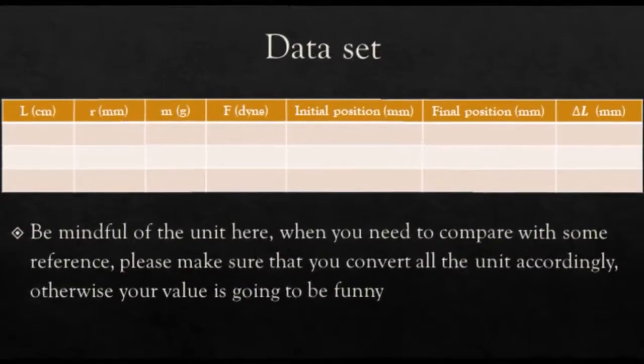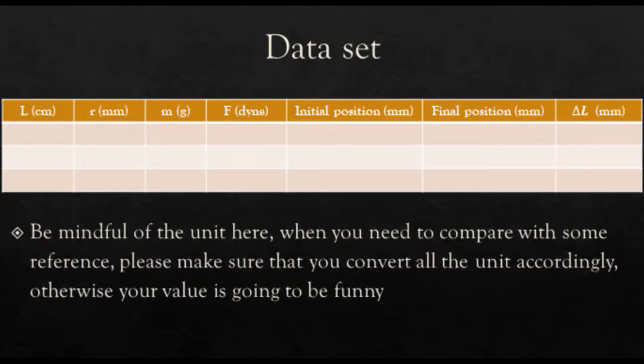Here is the data set you will have after the experiment. The first one is the length of your wire or string. The second one is the radius of your wire. In this case, you are not actually measuring the radius. You will be measuring the diameter because you are using the micrometer screw gauge. And then you will have the mass here, which is all of the masses you applied for the stress. And then you multiply it by the gravitational constant, so you will have the force you applied into the system.